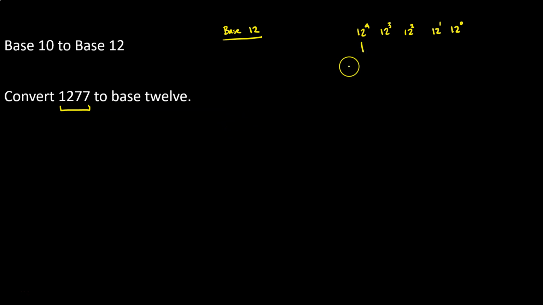12 to the fourth power is 20,736. That is too big, so we'll go down. 12 cubed is 1,728. And that's just a little bit too big. Remember, we're using 1,618. 12 cubed is 1,700, so still too big. 12 squared is 144. That is small enough to fit inside of our number. That's the largest place value we need for base 12.